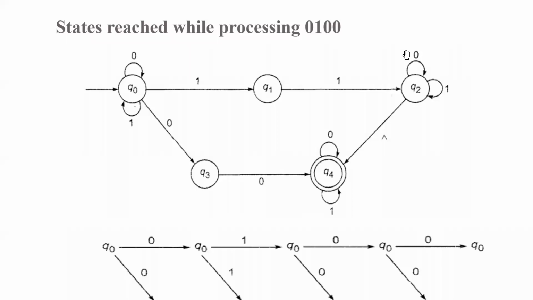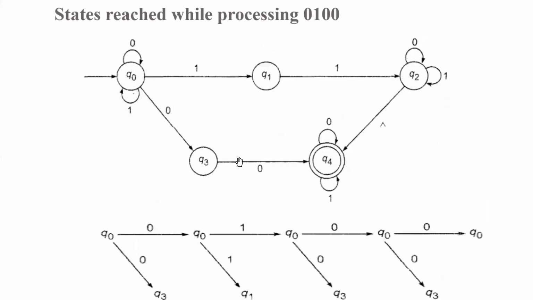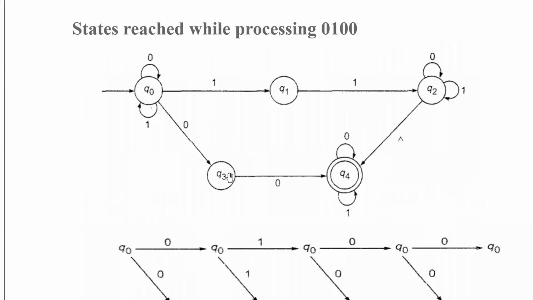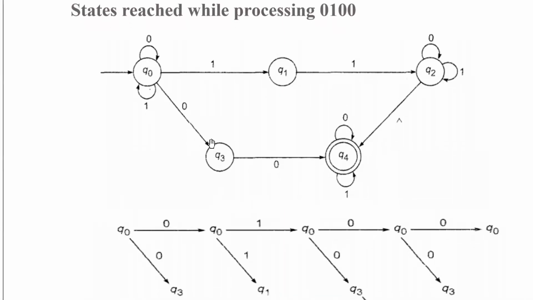After that, what you have to process? You have to process 1. Next one is 1. So suppose from Q0 using 0, I have reached Q3. Now I want to process 1 here. But can you see from Q3 there is no 1 coming out? From Q3 there is no 1 coming out. So that's why this is discarded here.